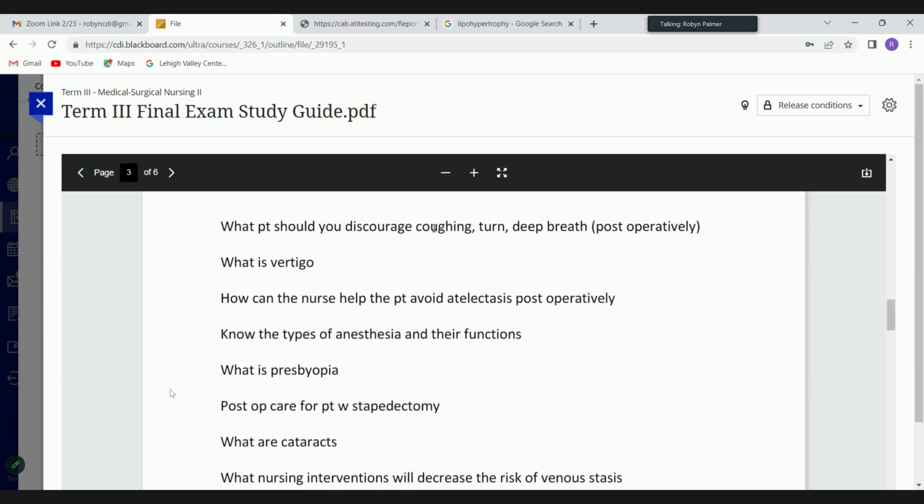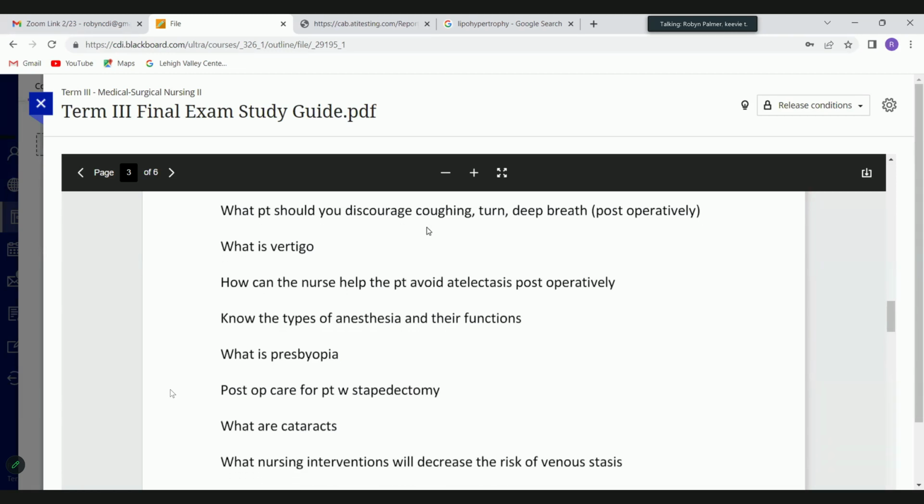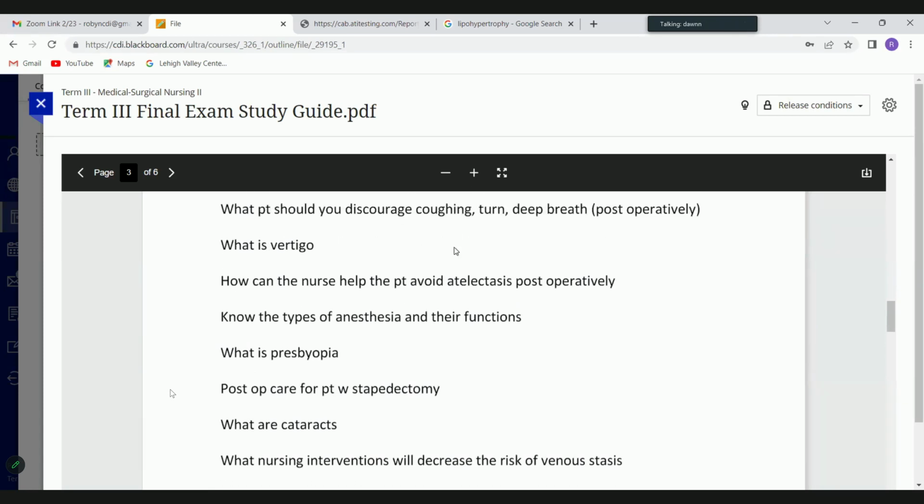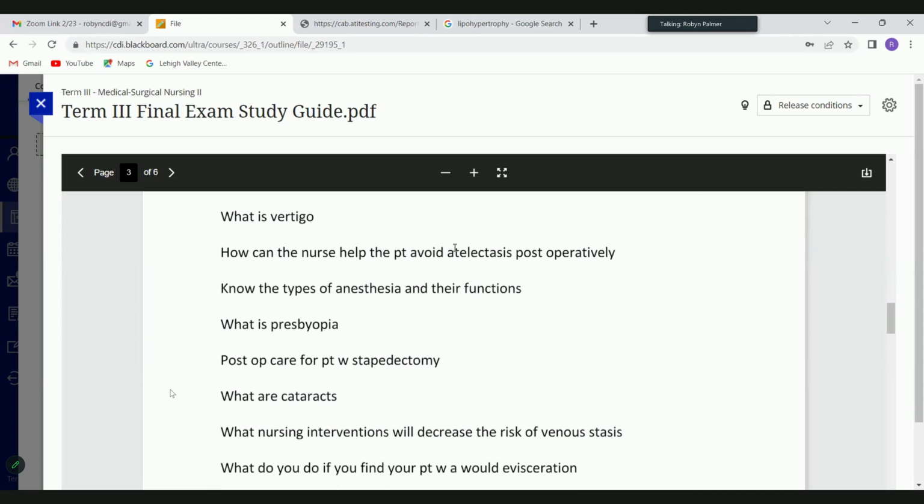What patient should you discourage cough, turn, deep breathe? We just did this. Brain, eye, nose, throat, ear, spine. What is vertigo? We just said safety is a big issue. Dizziness, imbalance. What is causing that? Is it any part of the eye? Is it a part of the ear? Which part of the ear actually? Inner ear. Okay, so the vestibule, right? Remember the vestibule and the semicircular canals deal with balance and equilibrium. And the external ear and the middle ear deal strictly with hearing. The internal ear deals with hearing and balance, and hearing being within the cochlea.